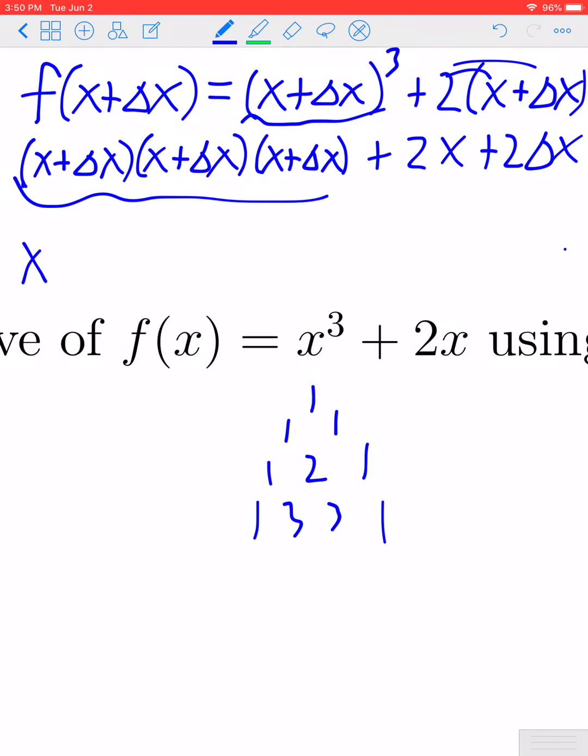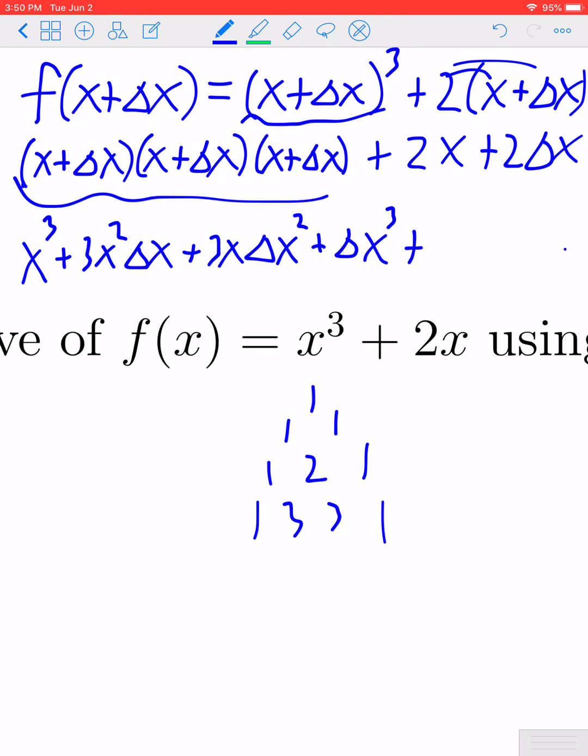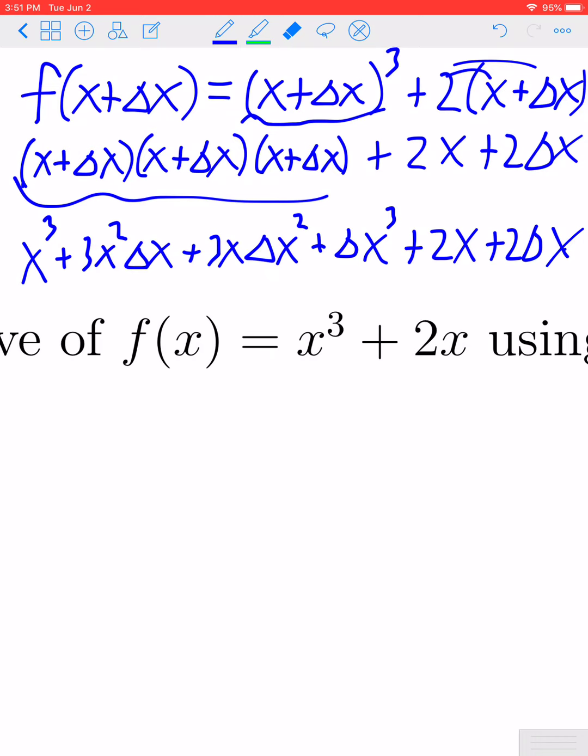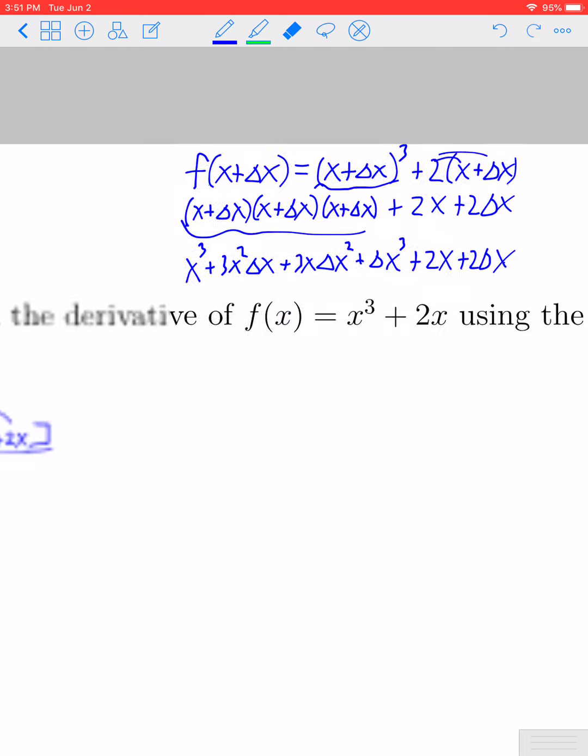You're going to have x cubed plus 3x squared delta x plus 3x delta x squared plus delta x cubed. That's from doing that part. And then we still had these 2 additional terms. We had the plus 2x plus 2 delta x. So that is our f of x plus delta x. That's what we need to plug in over here.